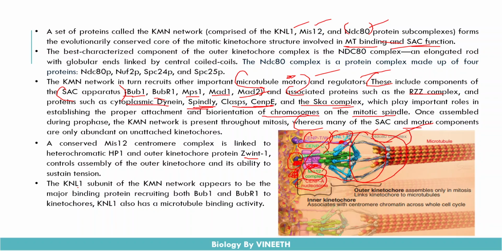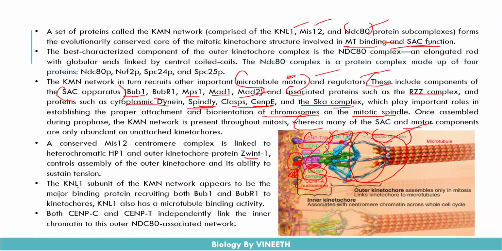And then we have the KNL1 subunit, which is also a component of the KMN network. It is the major binding protein which recruits BUB1 and BUBR1, major proteins of the spindle assembly checkpoint, and by recruiting these it also plays a major role in microtubule binding activity. So these are the basic roles of the KMN network, which contains a lot of different proteins. This is for in-depth study.